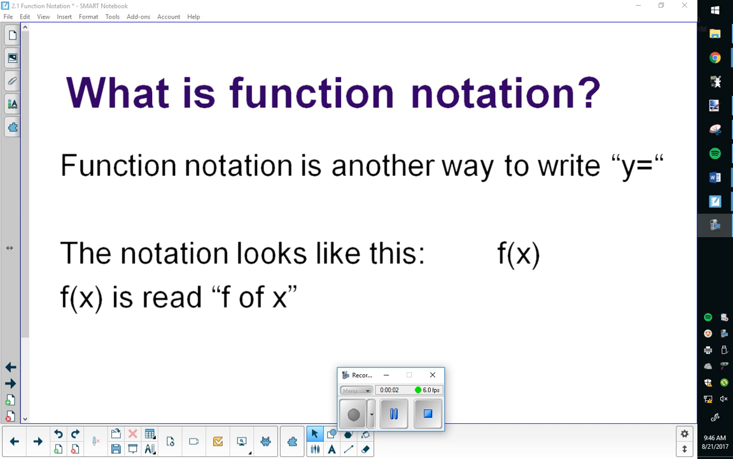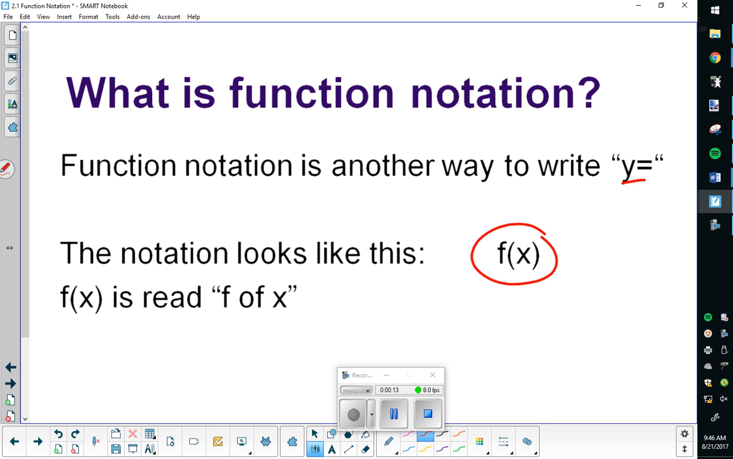Now here on the back side, we're talking about function notation. Okay, we're going to see this all of the time, f of x. Okay, it looks really scary. F of x is just a fancy way of saying y equals. Okay, f of x. You say "of" when you see those parentheses. F of x.